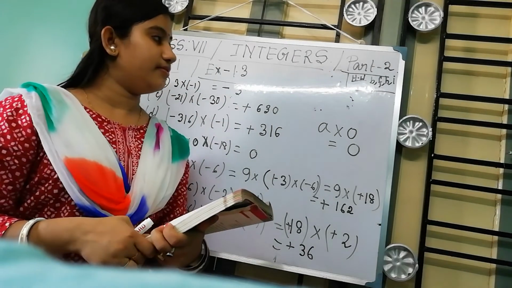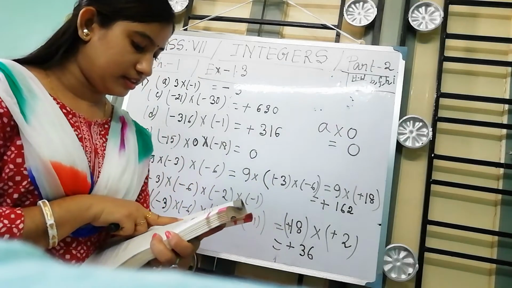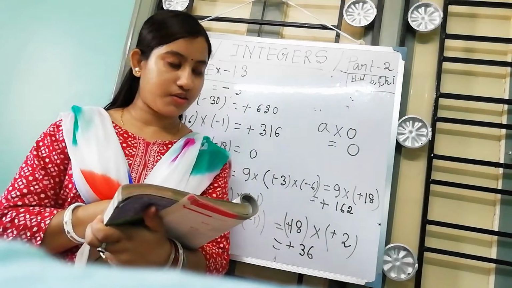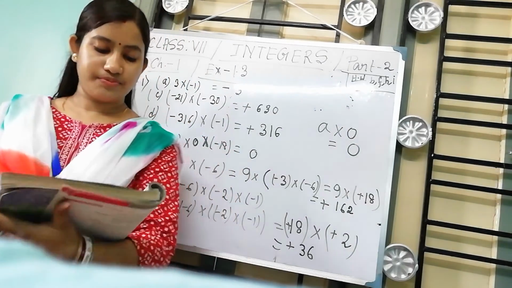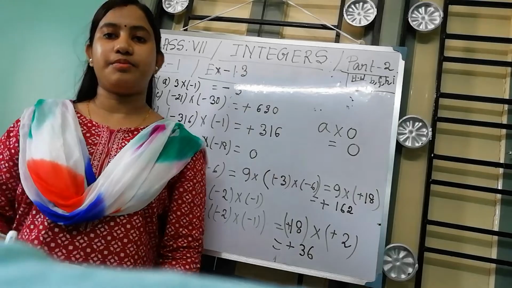And B, F, H, and I are homework for you. You should try them at home. This is B, F, H, and I. Next day I will continue this exercise number 1.3.